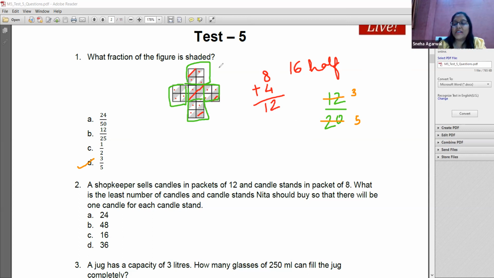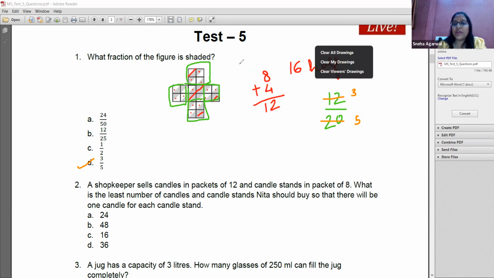Is that clear, guys? If you are not clear, then you can raise your hand on the screen. I'll be just explaining you again. Yes, yes, Aman, is it clear? Pulkit, it's not clear? Okay, I'll explain again.